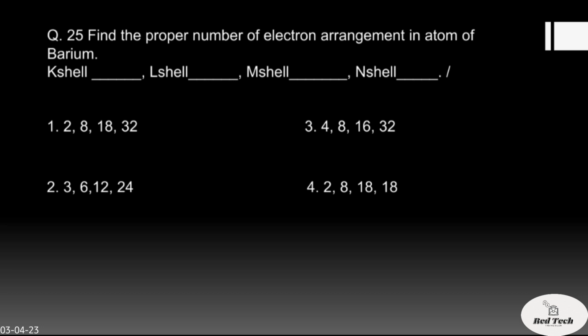As you know, the K shell can have a maximum of 2 electrons, so the second and third options can easily be eliminated. The L shell has a maximum of 8 electrons and the M shell has 18, so we have to choose between options 1 and 4. The right answer is option number 4, 2, 8, 18, 18. Basically 18 also comes in the N shell. So this is the proper electron arrangement of barium.